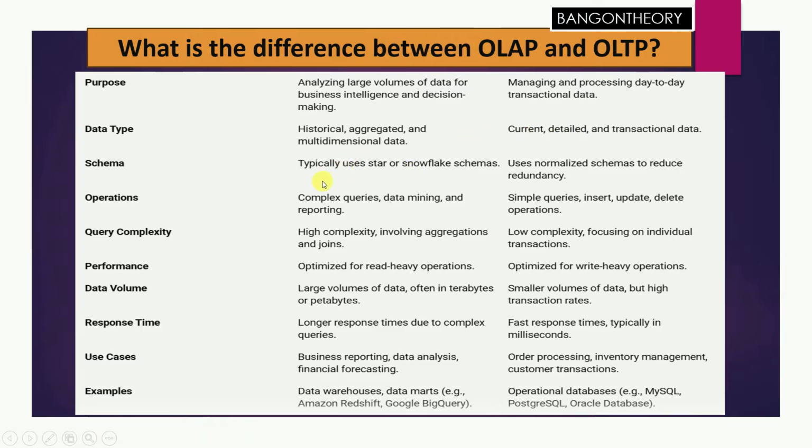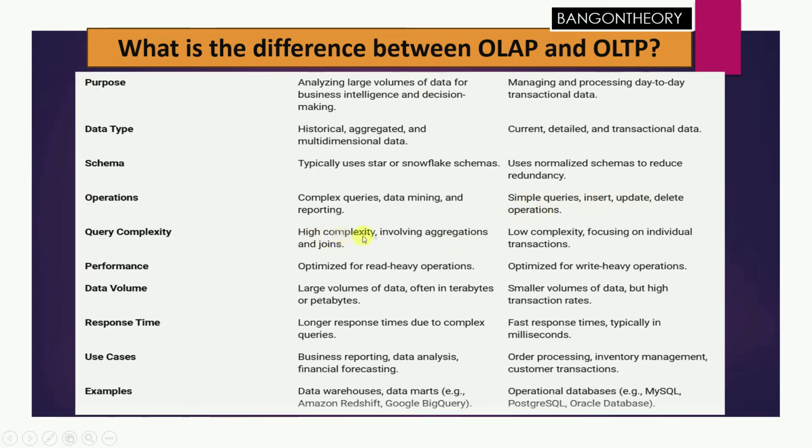OLAP contains historical data, aggregated and multi-dimensional data, and OLTP contains current real-time data, detailed and transactional data. If we talk about schema, OLAP typically uses a star or snowflake schema, which we will discuss in the next slide. OLTP uses a normalized schema to reduce redundancy. Operations: OLAP handles complex queries, data mining and reporting, and OLTP handles simpler queries: insert, update and delete operations.